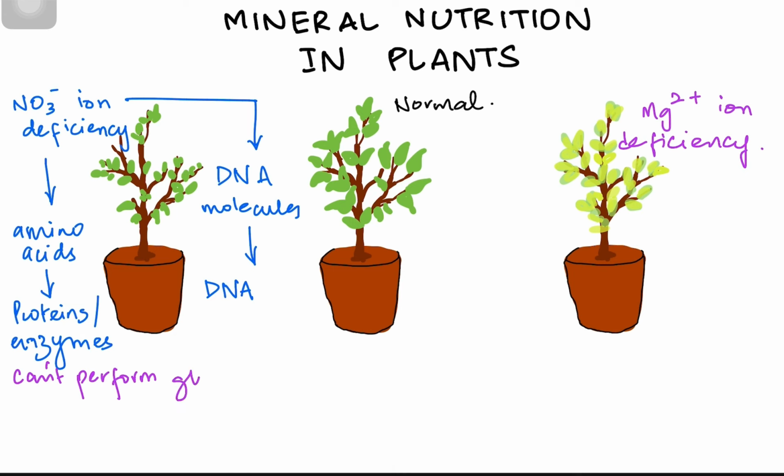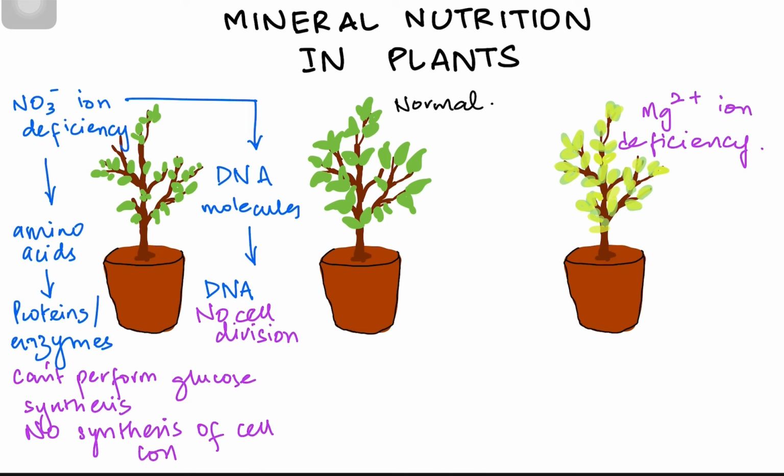Without proteins and DNAs, a plant cannot perform glucose synthesis because the enzymes are not there. Since enzymes are missing, the growth is not going to be there. At the same time, cell division is not going to happen because enough DNA can't be made. So what you'll see is no synthesis of proper cell content, including the molecules, and no cell division. So you'll see a plant with very short leaves, very small leaves, very underdeveloped twigs, and you're going to see stunted growth within the overall plant.